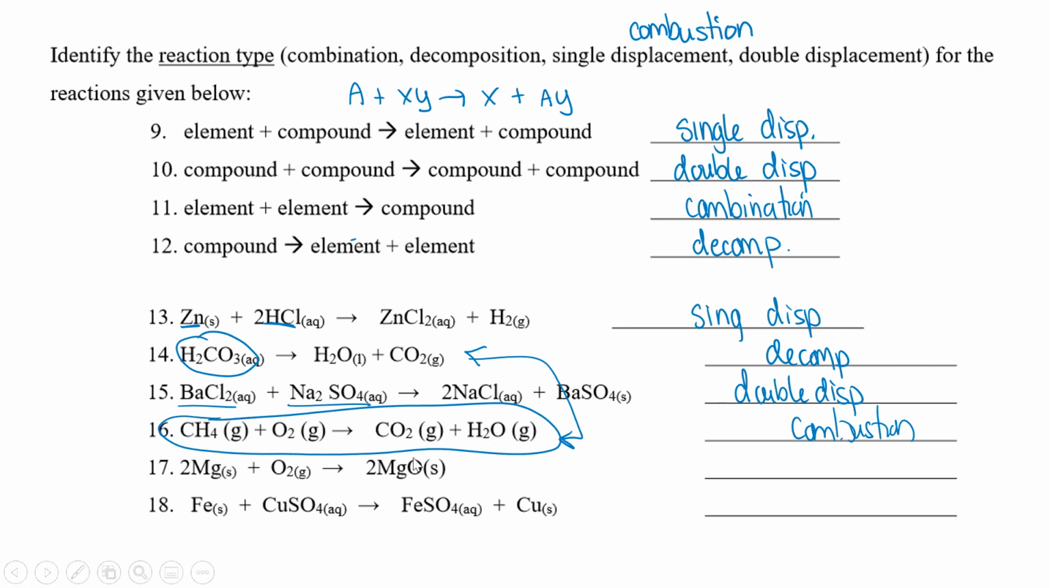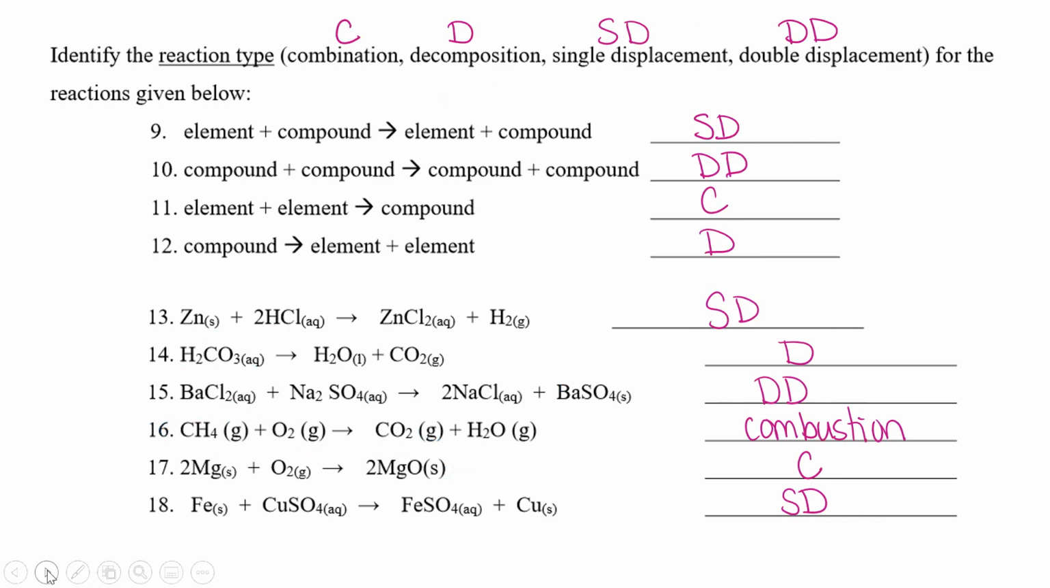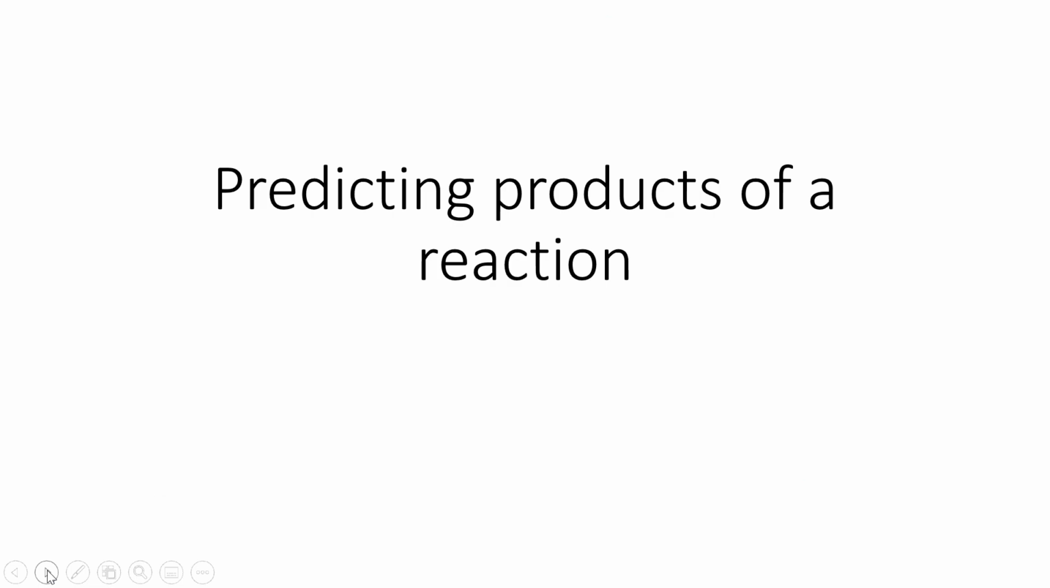All right, this 17, you have two reactants, one product, that looks like a combination. And then this last one is a single displacement. So you want to be familiar with the reaction types and the patterns because that will help you predict the products of a reaction. And that's what we're going to look at next here, is predicting the products. So if you mix two things together, what are you going to get?